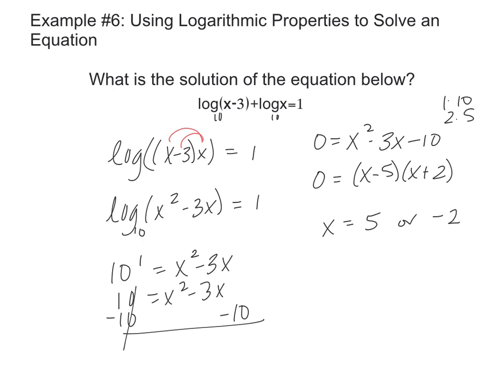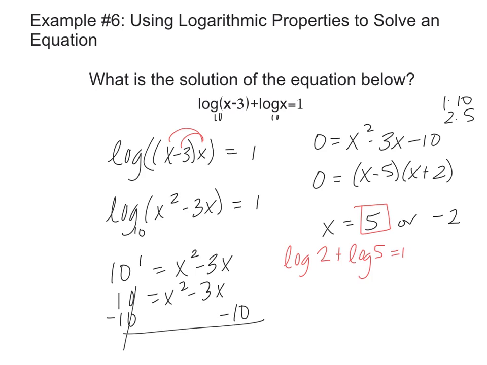And this is, again, one of those things where we need to go back and check to see if these solutions are real. Okay, so if I substitute in 5, and we can throw this into our calculator, that'd be log of 5 minus 3, which is 2, plus log of 5. Let's see if log of 2 plus log of 5 equals 1. So let's see, log of 2 plus log of 5. It does equal 1, so 5 does work.